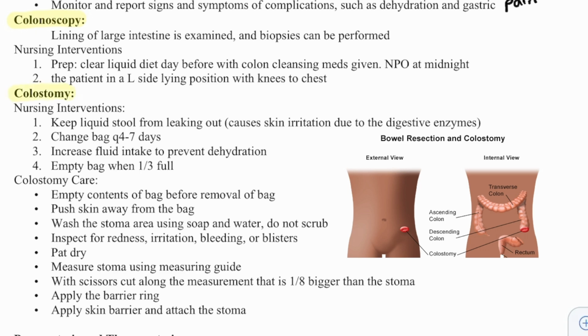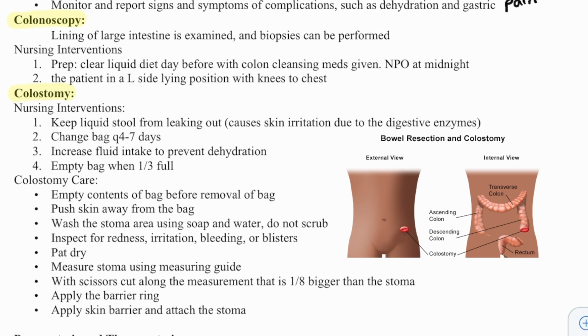Then we have a colostomy. The nursing interventions are to keep liquid stool from leaking out. This causes skin irritation due to digestive enzymes. We want to change the bag. So this is a bag that's attached on the front of the patient where stool comes out of. They're creating a hole in the stomach into the intestines. We want to change the bag every 4 to 7 days, increase fluid intake to prevent dehydration, and empty the bag when it's a third full.